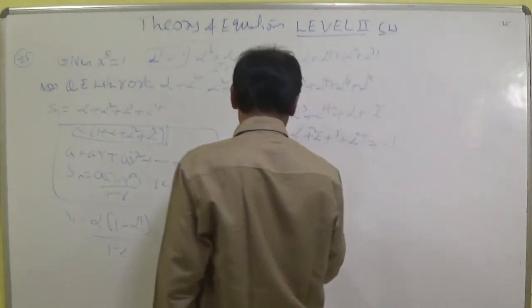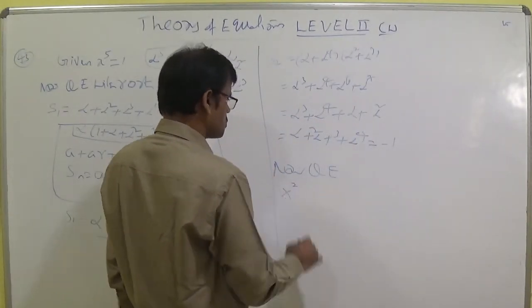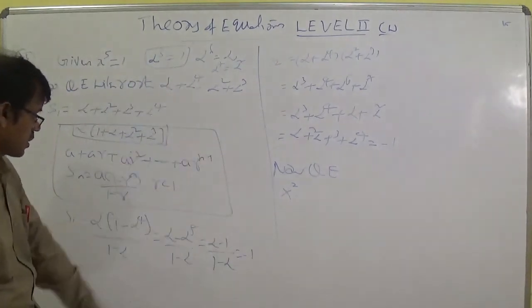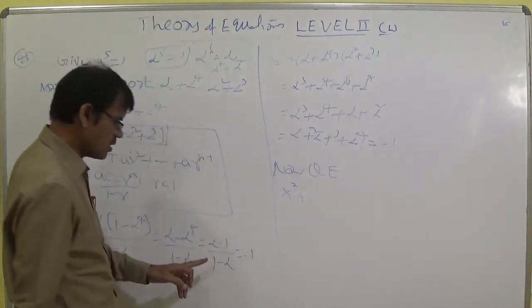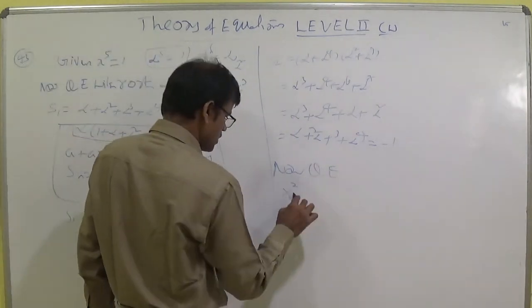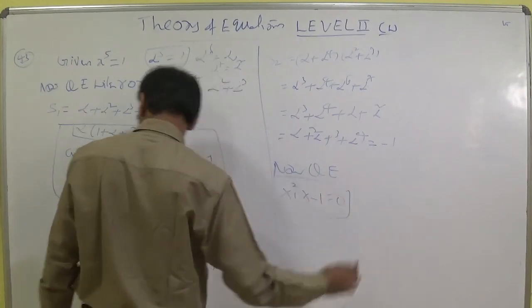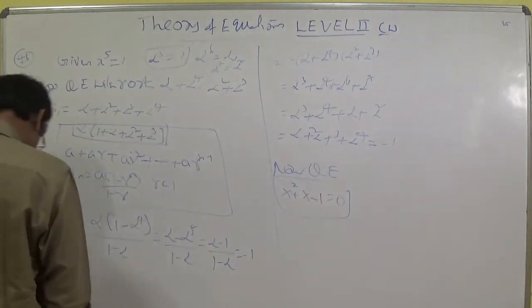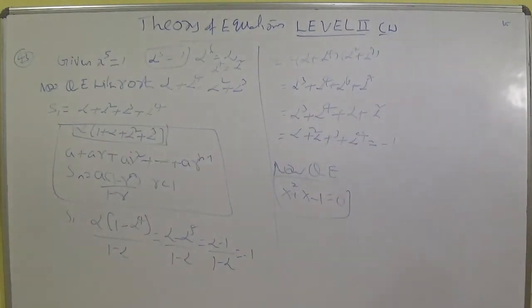Now the required quadratic equation, having these roots: x square minus x into (alpha plus beta) plus alpha beta. Here minus of minus becomes plus, so x square plus x minus 1 is equal to 0. x square plus x minus 1 is equal to 0 is the required quadratic equation.